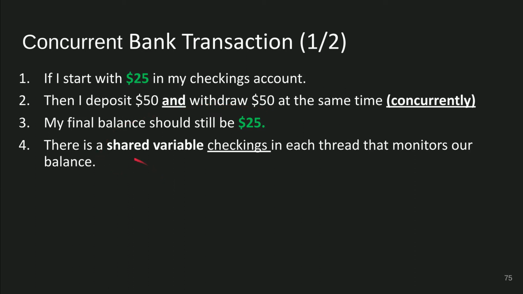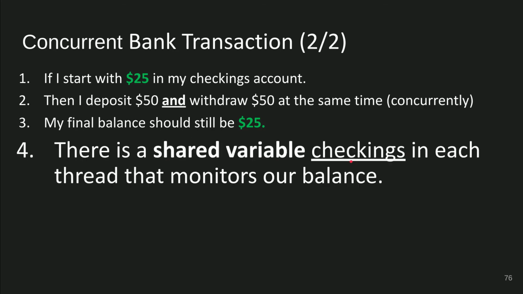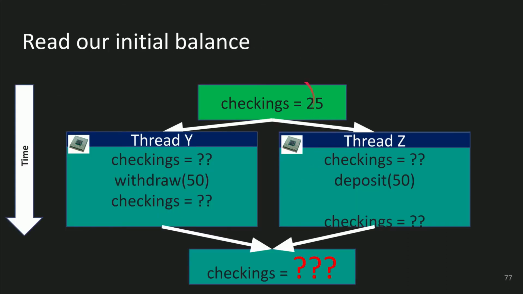Now the key here, though, is that, again, there's a shared variable called checkings in each thread that monitors our balance. So I'll just highlight that again to say, there's a shared variable, checkings, in each thread that monitors our balance. So anytime we're working with concurrency and we have something that's shared, we have to be careful. So that's what was happening with the counter problem, because here's what can happen. So here's sort of time as it goes down.